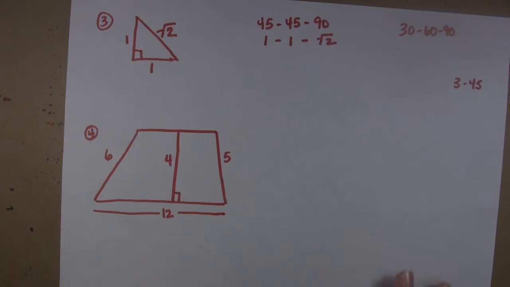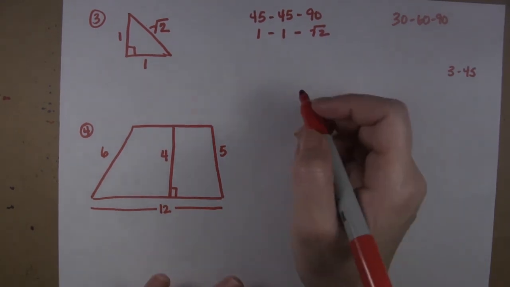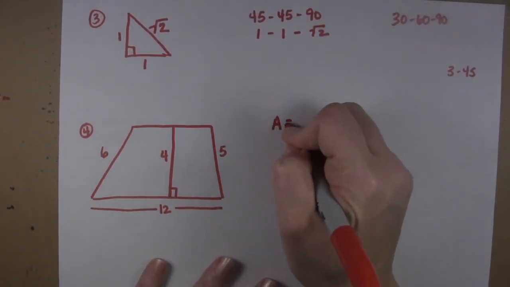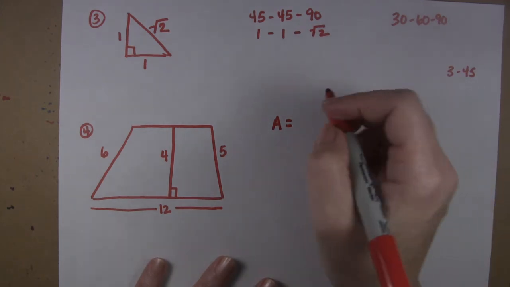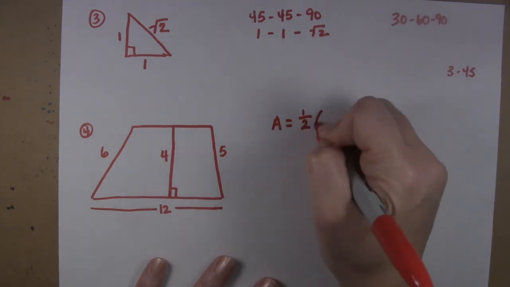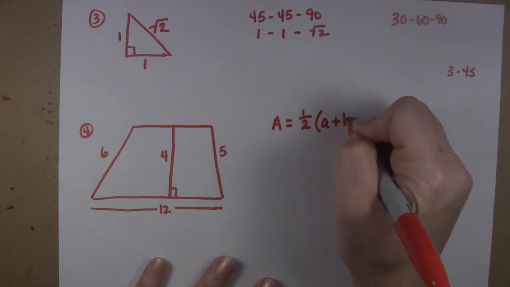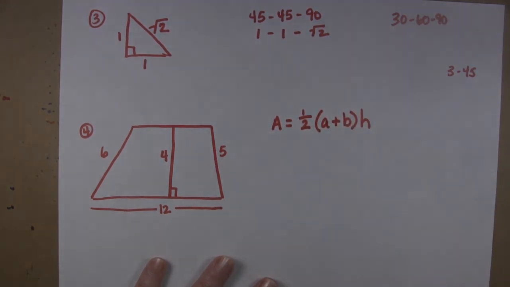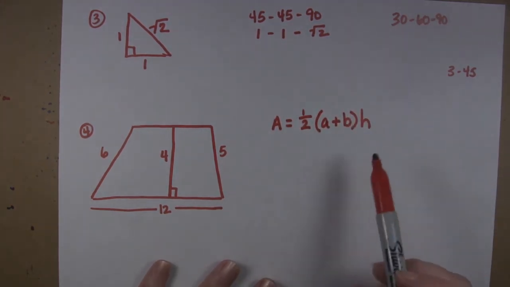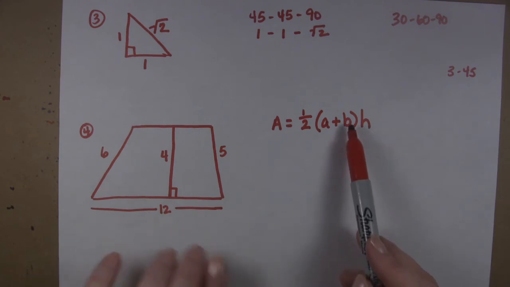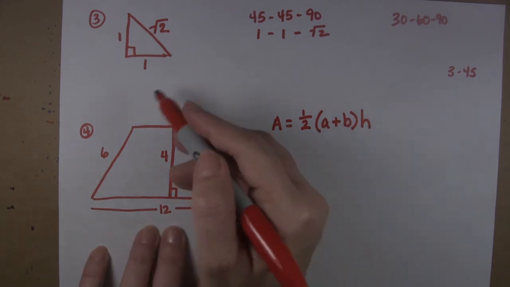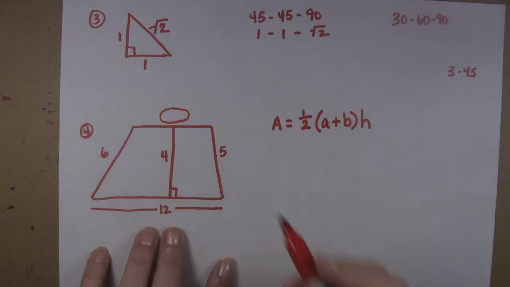base here is 12. What is the formula for the area of a trapezoid? You should know this. You should have committed it to memory. It's 1/2 times A plus B times H. So you'll notice that we're going to have the H, we're going to have the B, but we're not going to have the A until we figure it out.